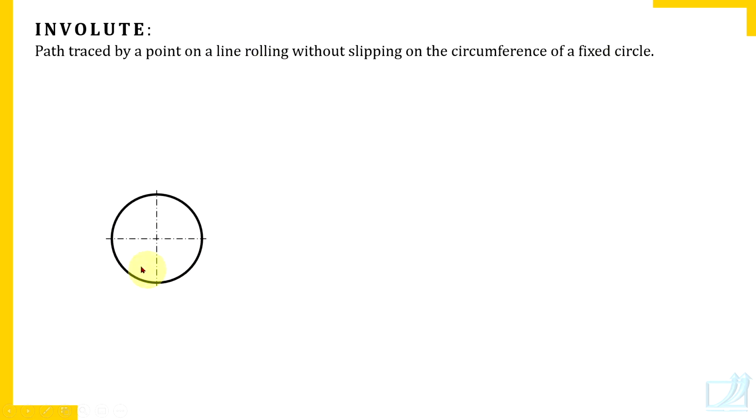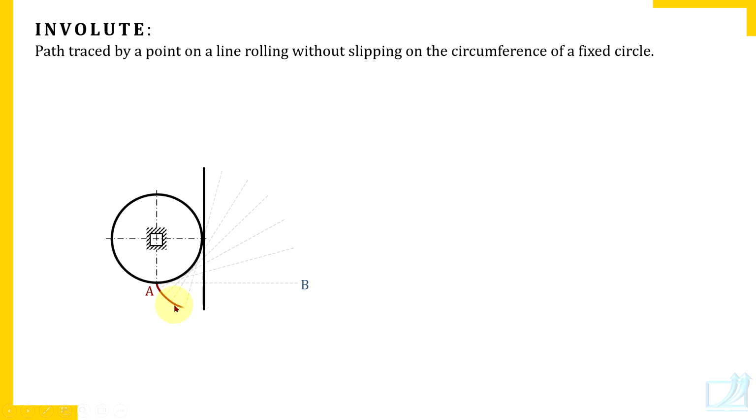Now watch here. Here is a circle and line AB. At this position, line AB is tangent to the circle at point A. The circle is fixed and the line rolls. Now let's visualize rolling of the line. So this is how the line rolls. Watch here, end A moves away from the circle. At the same time, end B moves closer to the circle.